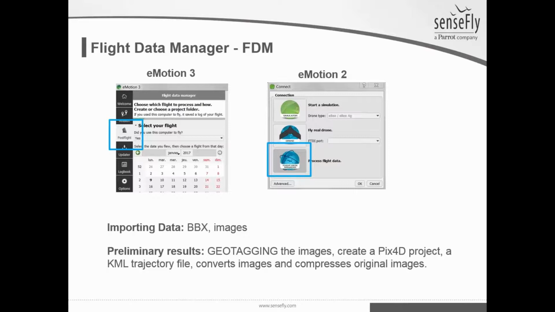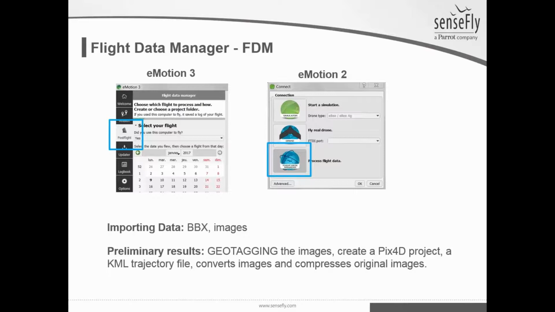We also get some preliminary results. First of all, our images will be geotagged during the process. A Pix4D project can be created if you're working with Pix4D. Then we also get a KML trajectory file, which is nice to display in, for example, Google Earth, and then you get the tags for the images.